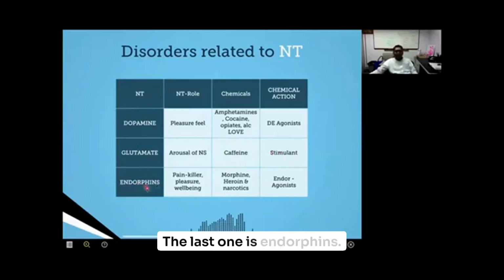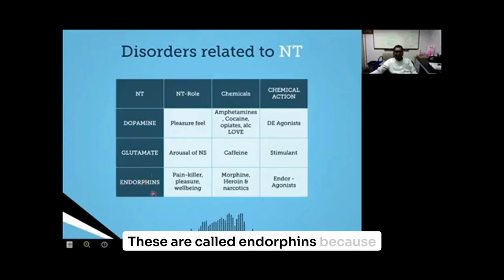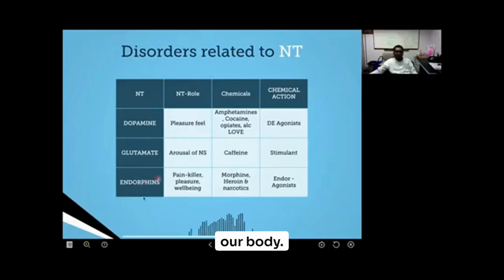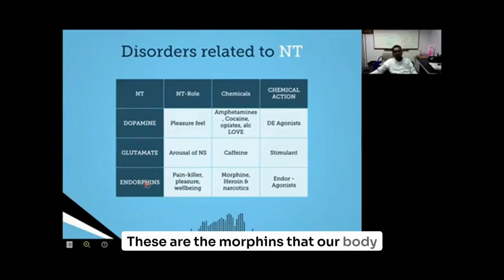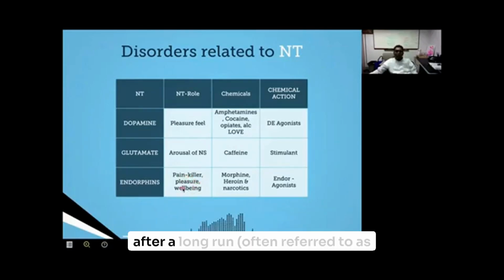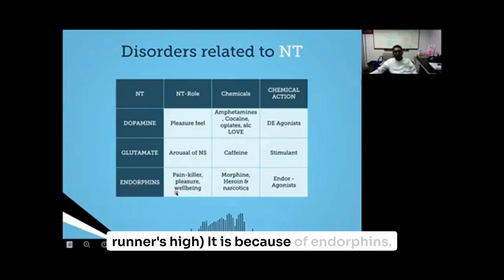The last one is endorphins. These are called endorphins because these are endogenously available morphines in our body. These are the morphines that our body produces. Endorphins act as painkillers, give us a euphoric feeling of pleasure. Endorphins are usually increased in our body when you do strenuous exercise, especially if you are a runner. The feelings of pleasure and well-being after a long run are because of endorphins.